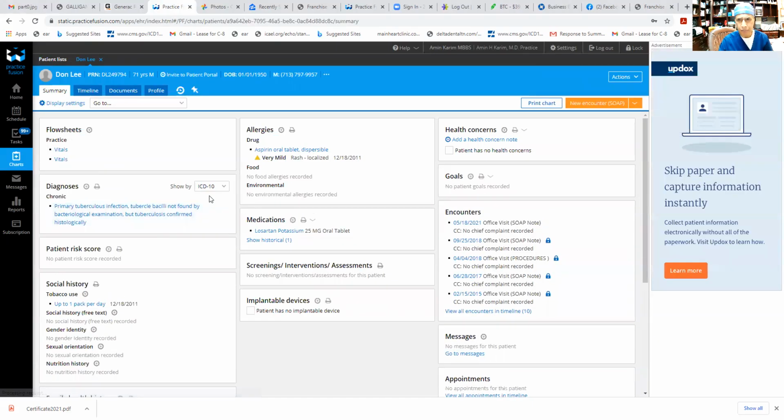Don Lee is my pet also, so he's a little pet donkey. So he doesn't mind whatever diagnosis I give him. He's okay with that.